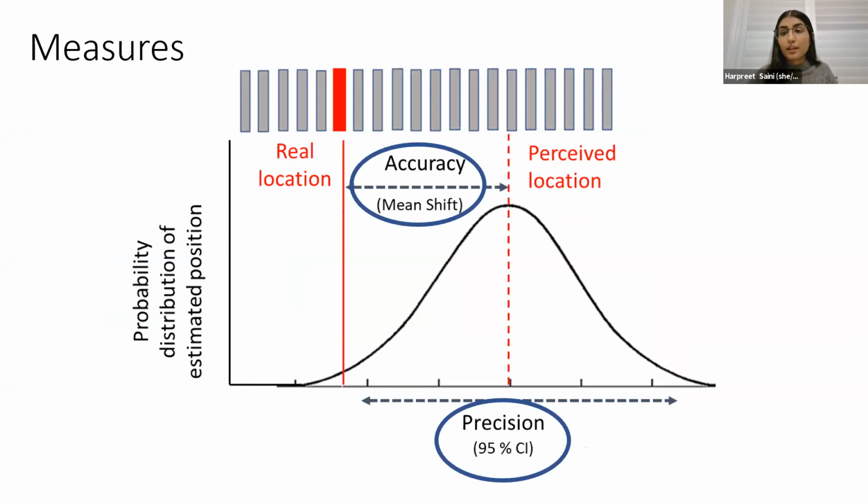The 2 metrics that we looked at for this study were accuracy and precision. Accuracy was defined as the mean shift between the real location of the flash and the perceived location of the flash. And precision was the trial by trial variability in the perceived location. And we looked at both these metrics for all 4 isoluminant colors.